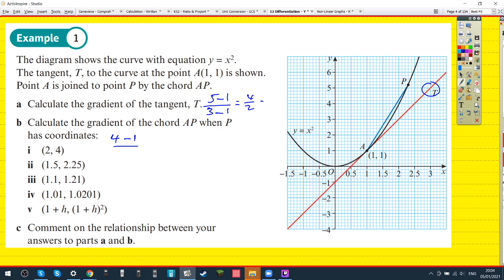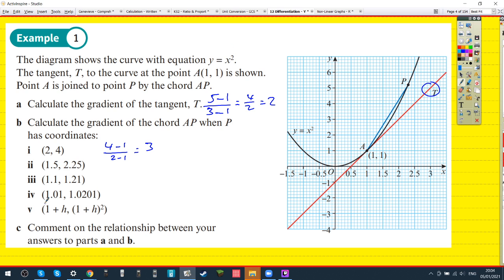Well done. Okay. How about part 1? So it'd be 4 minus 1 over 2 minus 1. Which is 3 over 1, which is 3. So that is 3. And they're then getting a different point on the chord, y equals x squared.